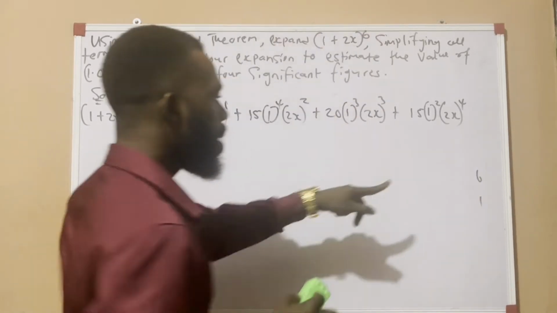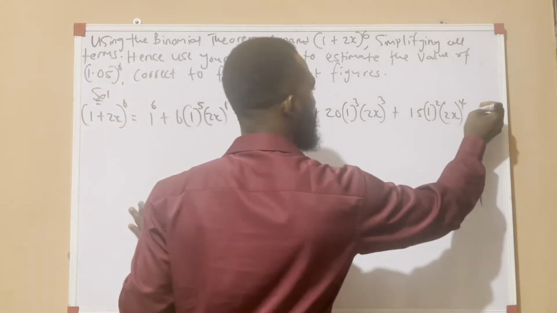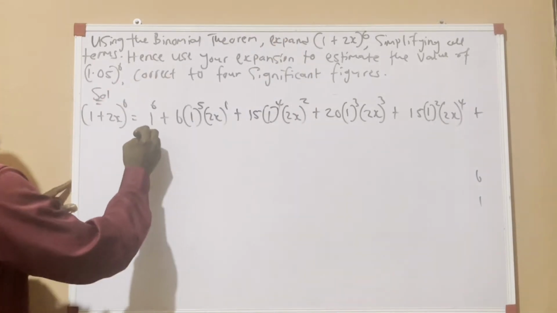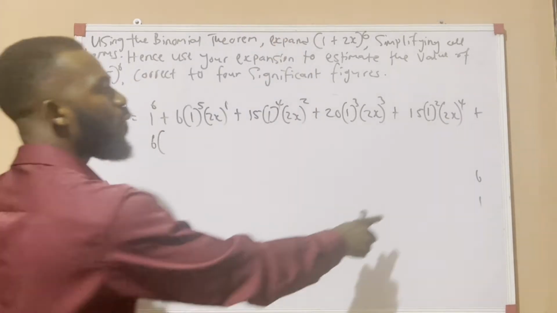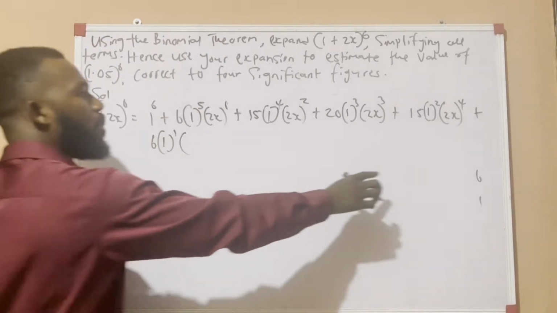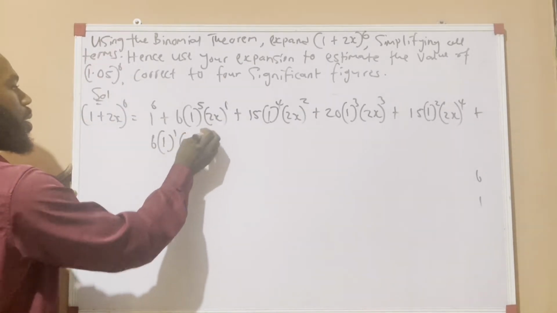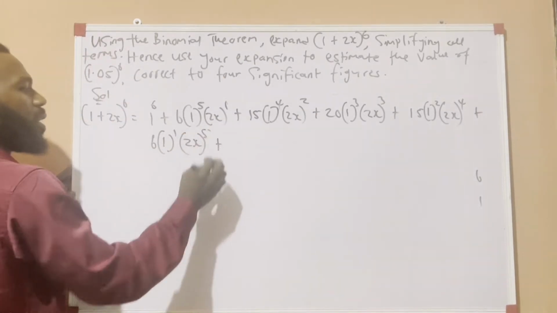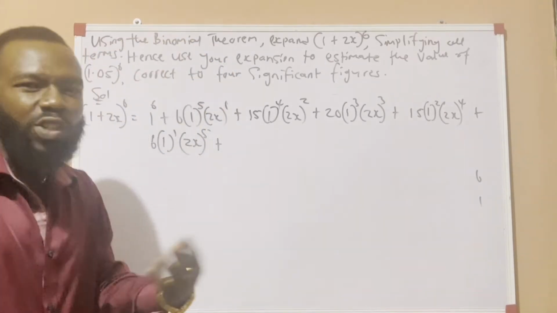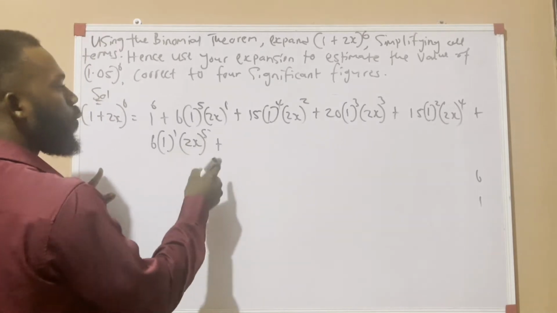Now, my next coefficient is 6, plus 6. Now the power of 1 reduces from 2 to 1, and the power of 2x increases from 4 to 5. Are you with me? Plus, the last coefficient that I have is 1. No need to include 1. So, what am I going to be using now? The power of 1 now.